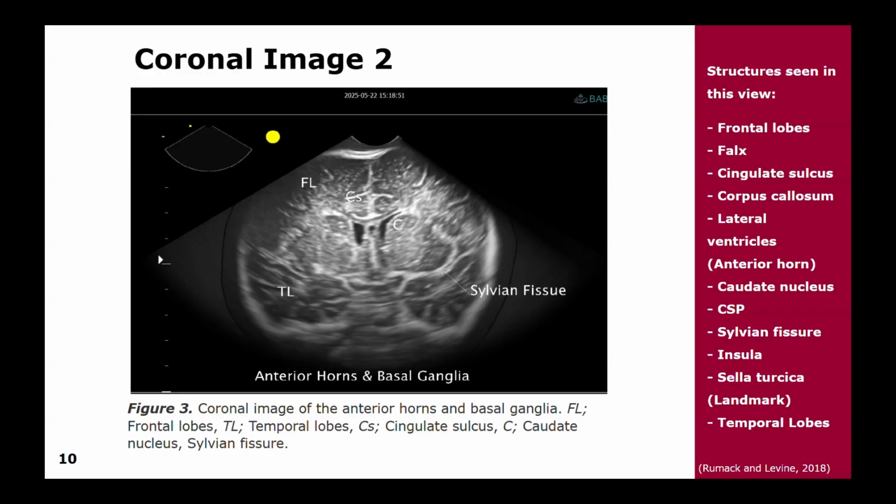This includes the frontal lobes, falx, cingulate sulcus, corpus callosum, lateral ventricles, specifically the anterior horns, caudate nucleus, CSP, sylvian fissure, insula, stella tertia, and temporal lobes. A landmark used for this image is the stella tertia, an elevated area of the sphenoid bone, which also marks the level of the circle of Willis. In Sonita, the sylvian fissure is closed, as she is a term baby.